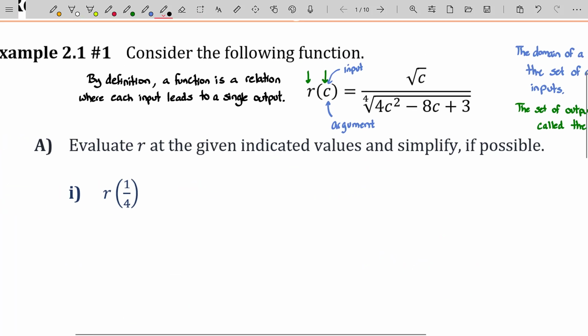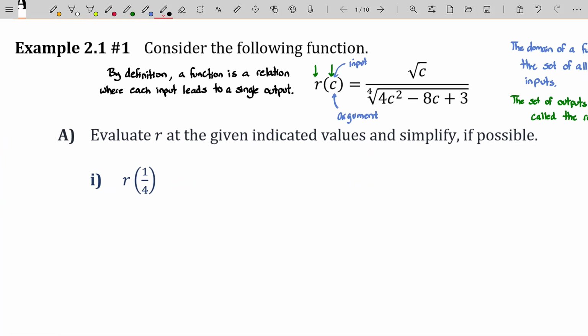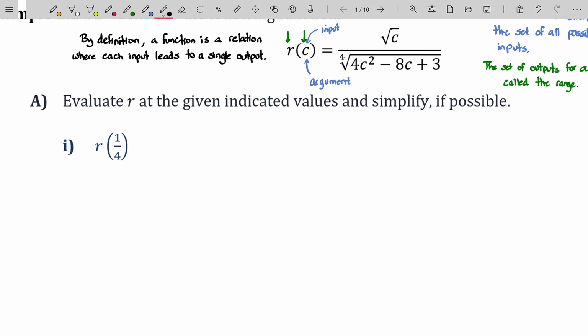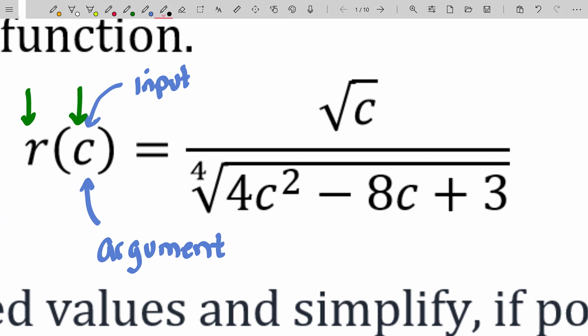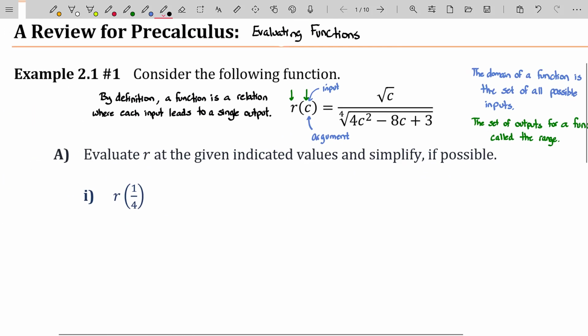so let's go ahead and move on to the problem at hand. Taking a look at it, consider the following function. R of C is equal to, again, all that stuff. Evaluate the function at the indicated values and simplify your result if possible. R of 1/4. Well, that just means take that function and wherever you see a C in it, you're going to replace those C's with 1/4.